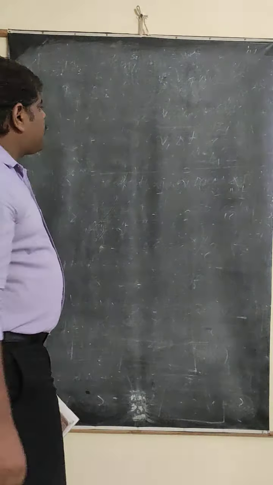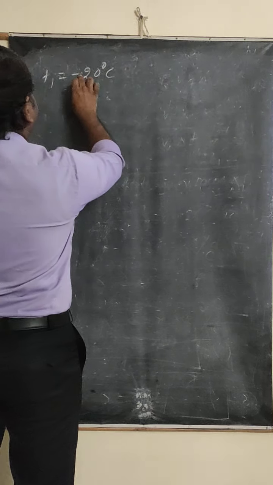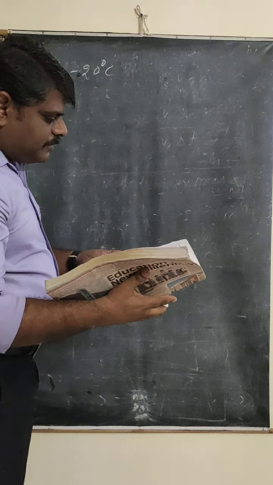So first you can write down T1 is equal to how much is given? Minus 20 degrees Celsius. Okay, don't forget about the negative sign, minus 20.